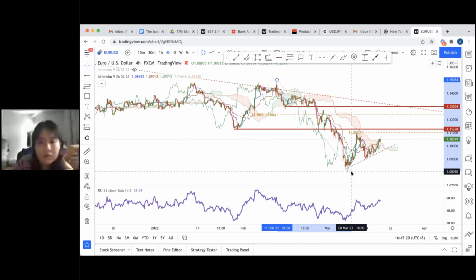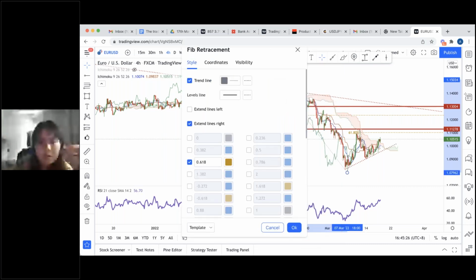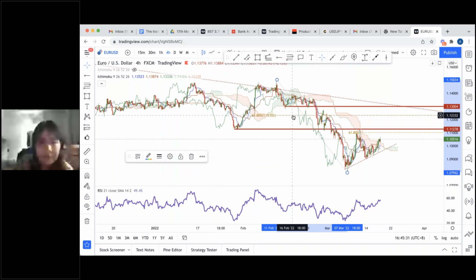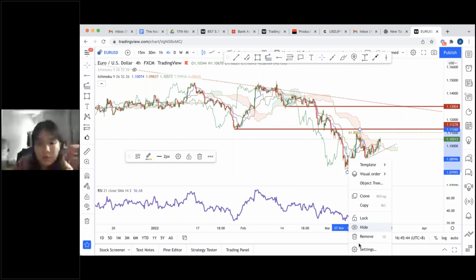78.6. No, it's not in line with the retracement. Yeah, but this is graphically a nice resistance level to look out for. Projection wise, this should be 1.2. So I will watch for this level.